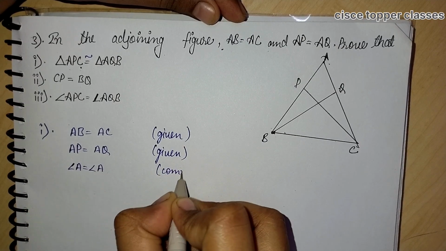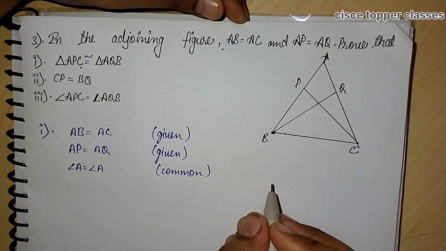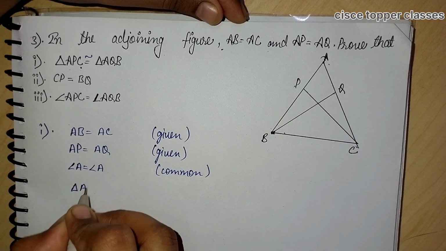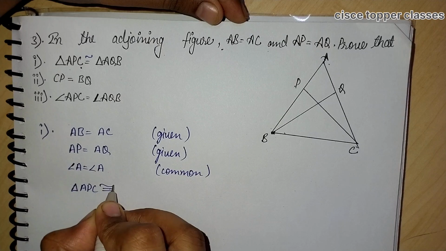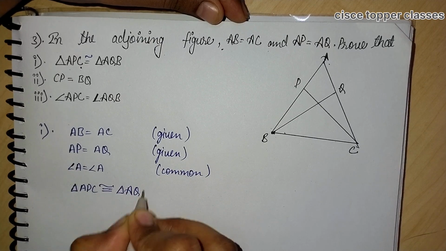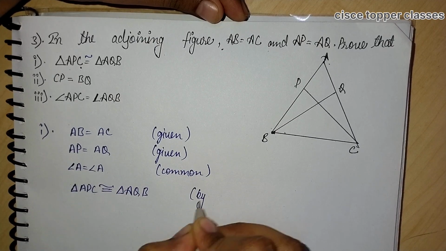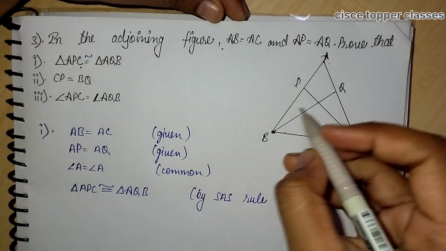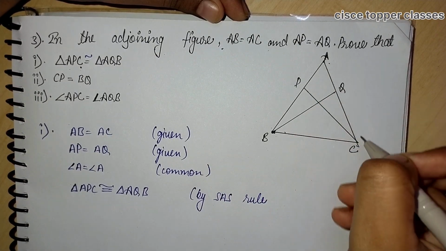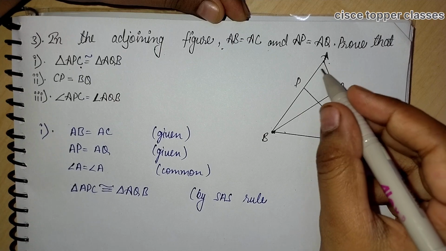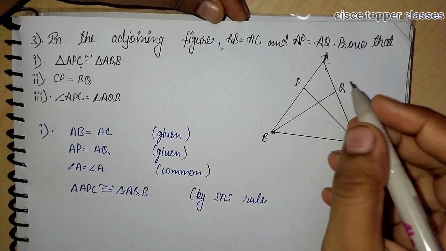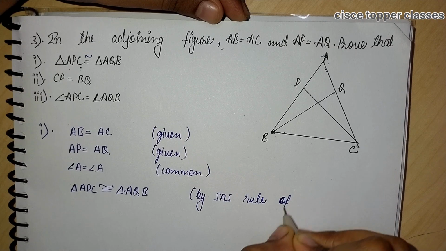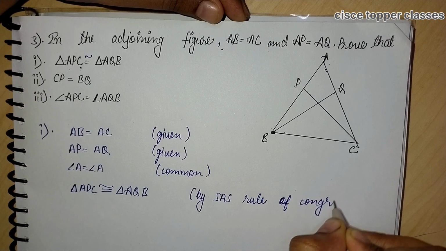So this is common. We can simply write triangle APC is congruent to triangle AQB by SAS rule of congruency, because this is the angle between the included sides, meaning the included angle. So by SAS rule of congruency we have proved this part.